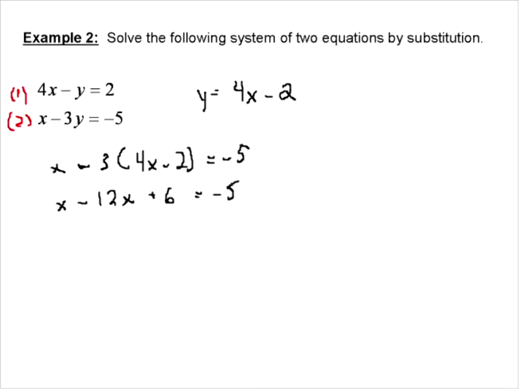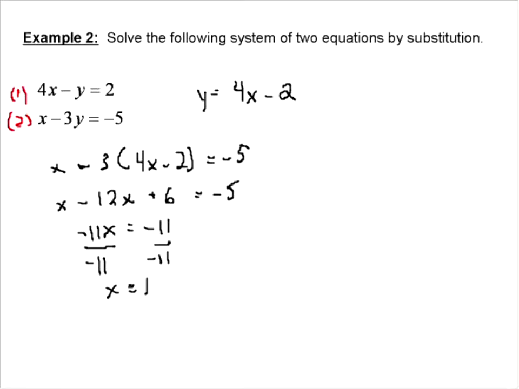If we combine like terms here, we're going to get negative 11x is going to equal, let's take that 6 and we'll move it to the other side. It'll be negative 11, and we divide both sides by negative 11, and we get an x value equal to 1. Now what do we do with that?